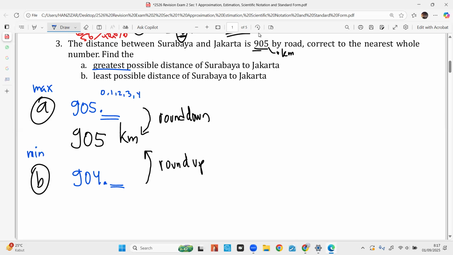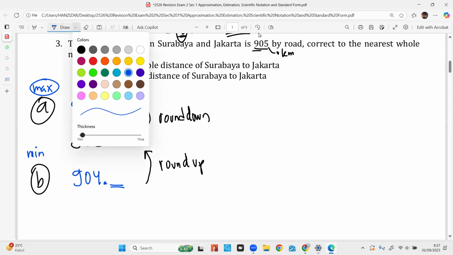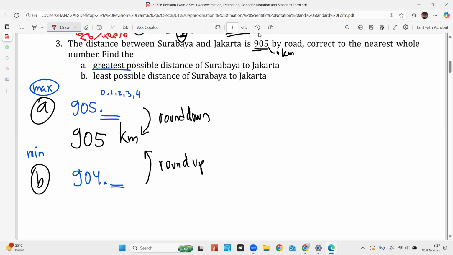But you are finding the max. If you increase to 5, you will round up. It's totally wrong. So the highest possible value is 4, right? If you want to add more, 4999, it's still okay. Yeah, but no need, because we are only finding one place value on the right side of the nearest whole number. And this also. So if you want to round up, it's either 5, 6, 7, 8, 9. You are finding the minimum value, 5 then. Okay?